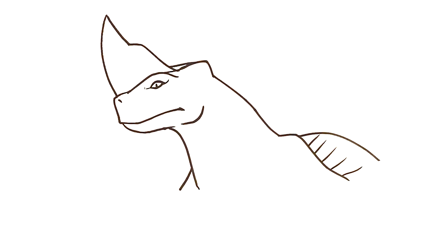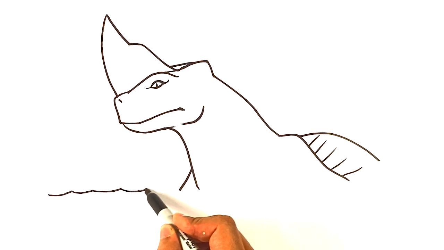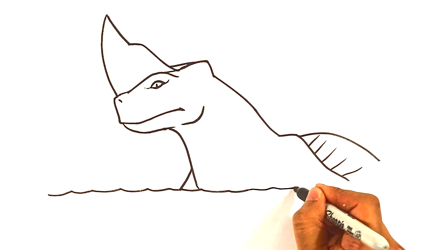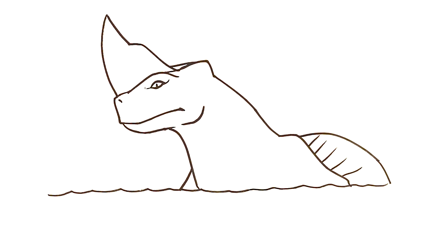Okay. And then what I'm gonna do is I'm gonna draw the ocean down here, okay? So you can draw the ocean in a very easy way like that. Not too big, because you want him to look big. And if you draw the waves too big, it's gonna make him look comparatively small to the waves.